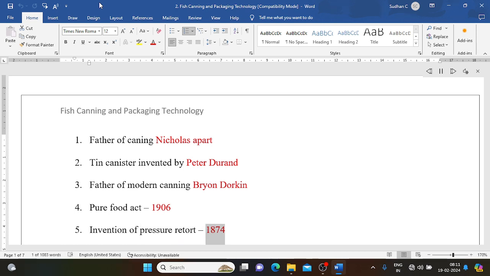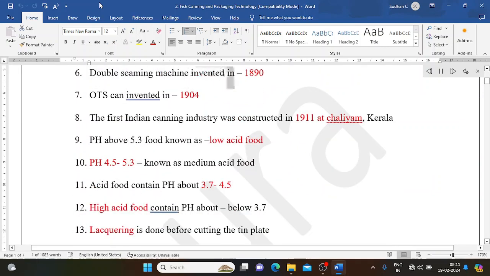1874. Double seaming machine invented in 1890. OTS can invented in 1904. The first Indian canning industry was constructed in 1911 at Chaliyam, Kerala.